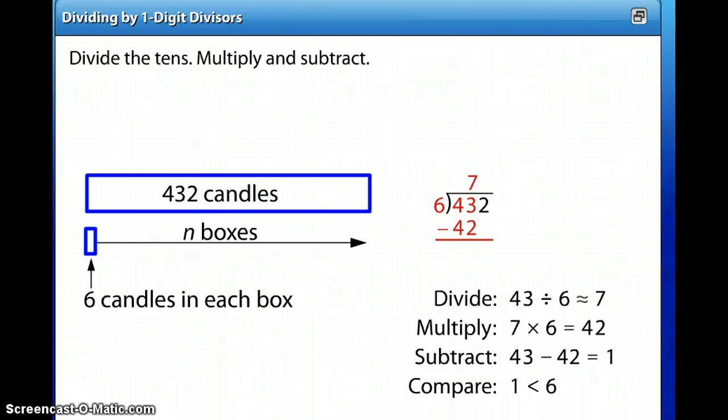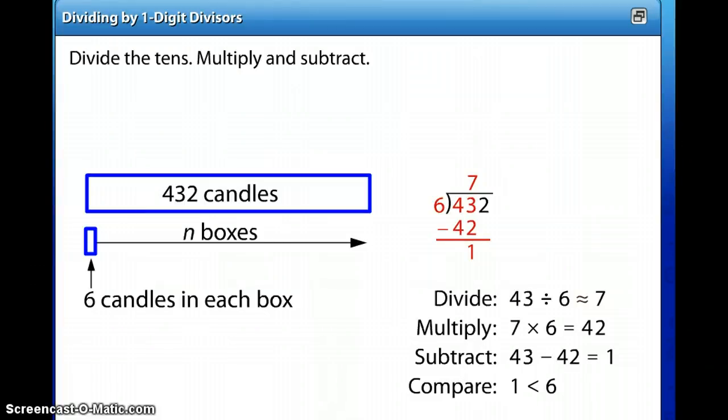Divide the tens. Multiply and subtract. Okay, so they were saying, how many times does 6 go into 43? Well, the closest we can get is 6 times 7. 6 times 7 equals 42. So you place that 7 in the tens place of your quotient. And then our next step is to subtract. We have leftover 1. Does anybody know what the next step is?